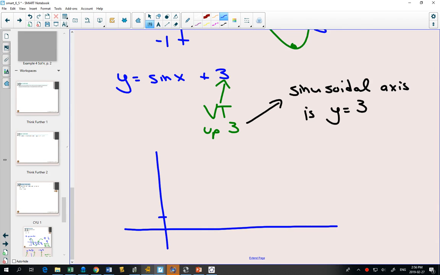So the first thing I'm going to do is draw a dotted line at y equals 3 and add it in. What's our period for this function? Well, there's no b value, so our period is going to be just 2 pi. So I'll mark 2 pi on my x-axis and divide it into 4 equal sections. Pi, pi over 2, and 3 pi over 2.